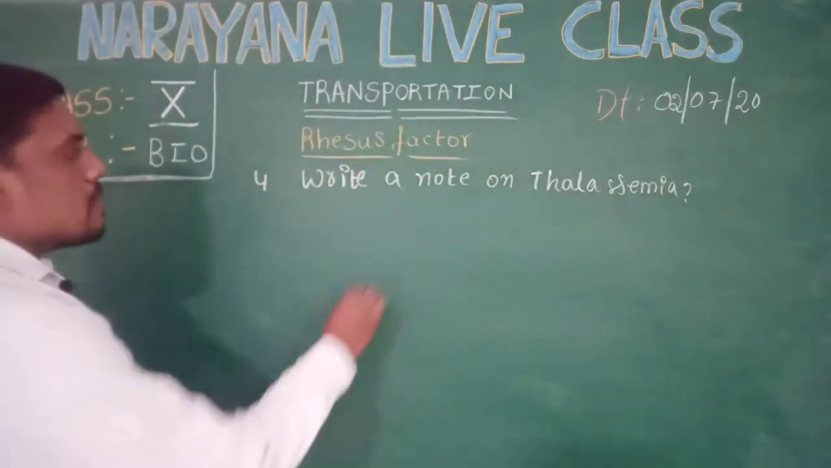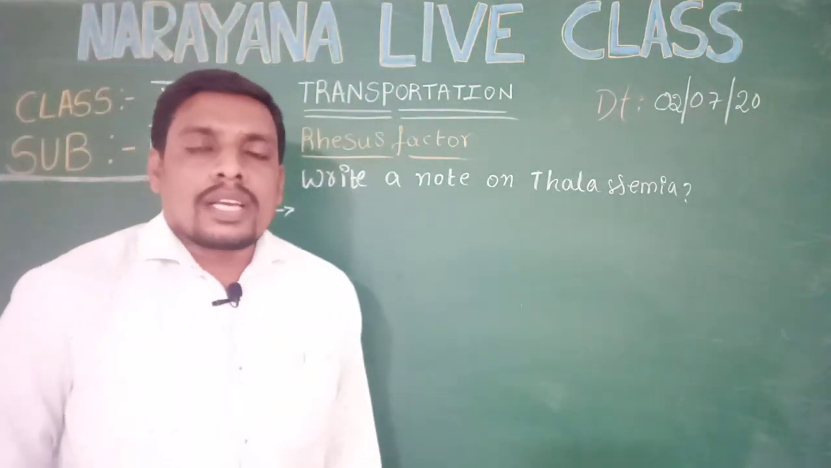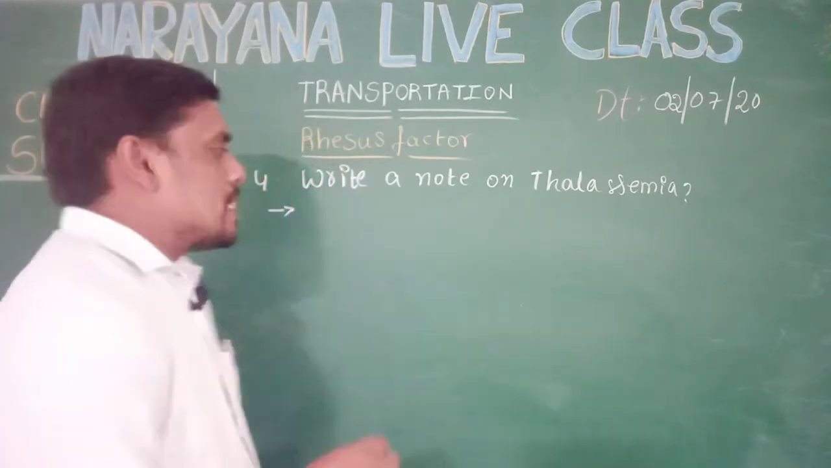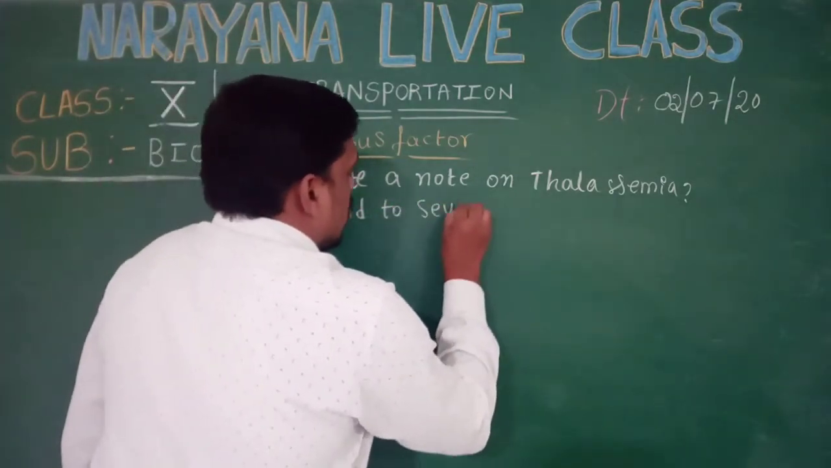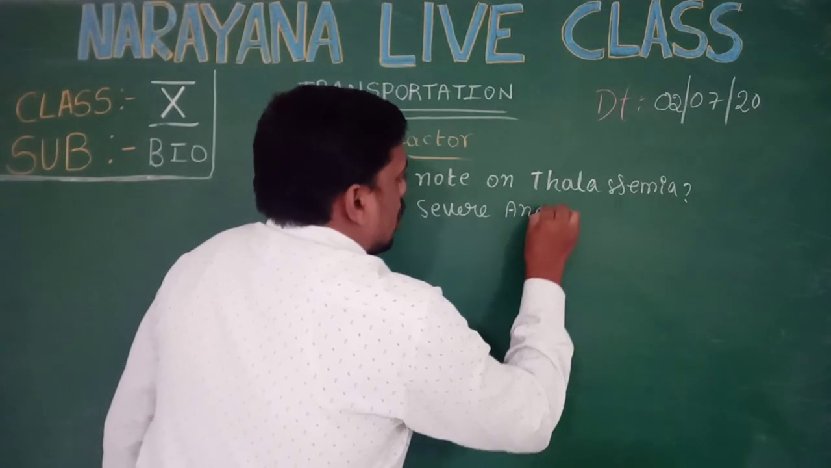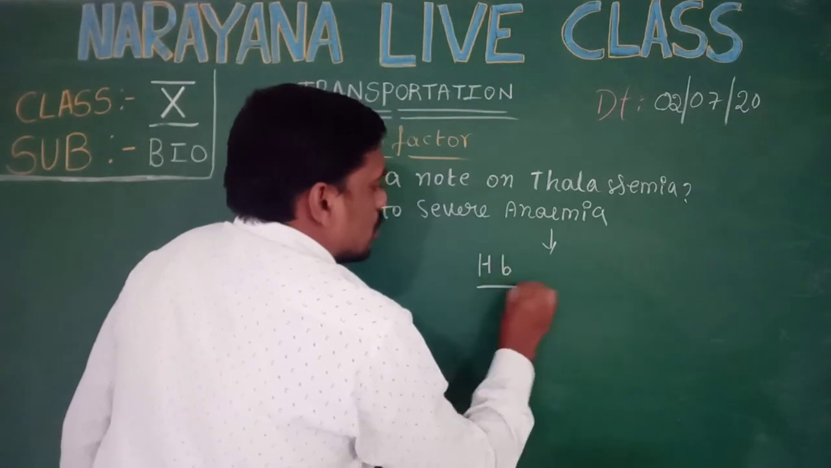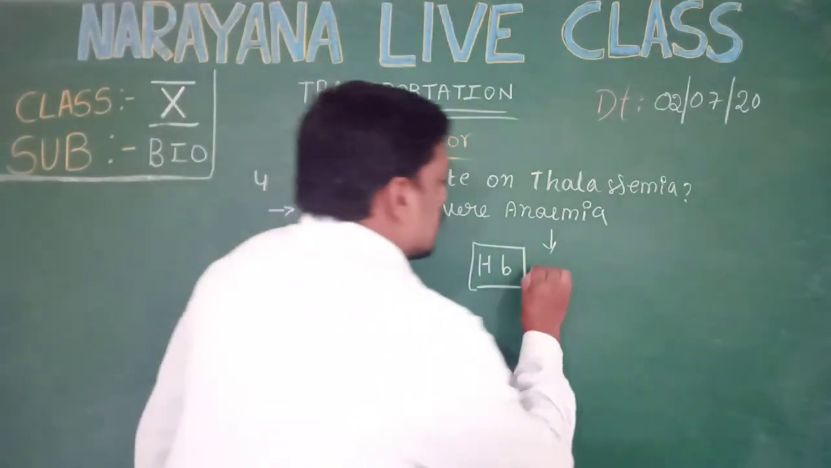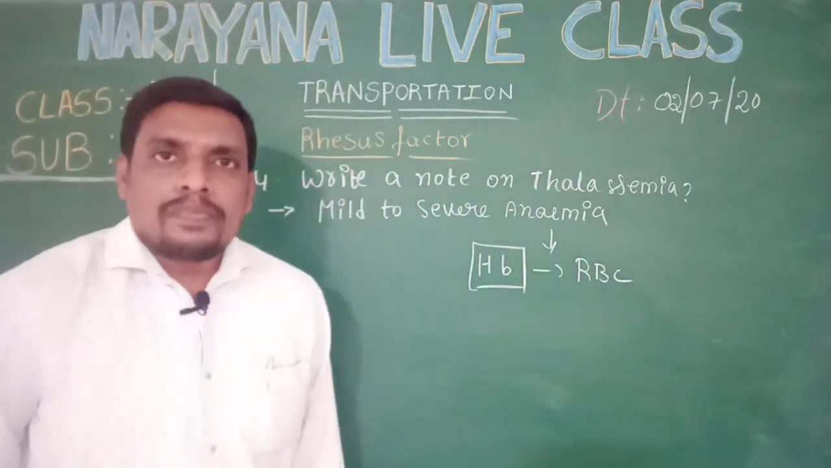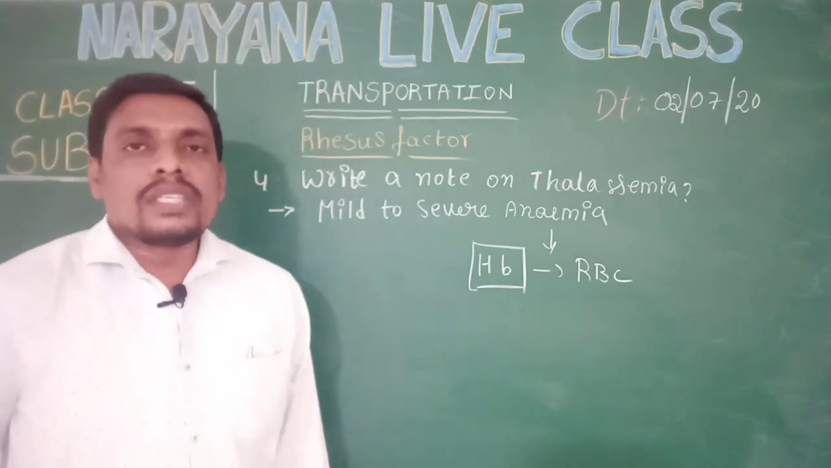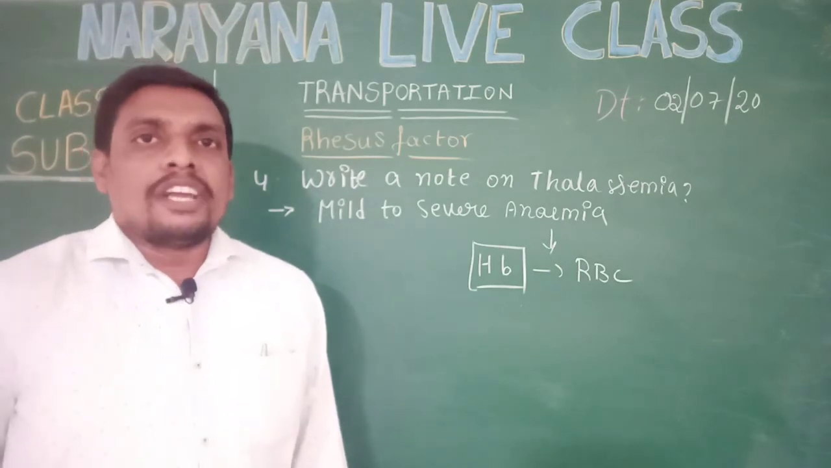You know that thalassemia is an inherited blood disorder. Thalassemia is characterized by mild to severe anemia. The anemia is associated with a red colored proteinous pigment present in the RBC called hemoglobin. So what I am trying to say is, hemoglobin deficiency is otherwise called thalassemia. Thalassemia is associated with hemoglobin deficiency.